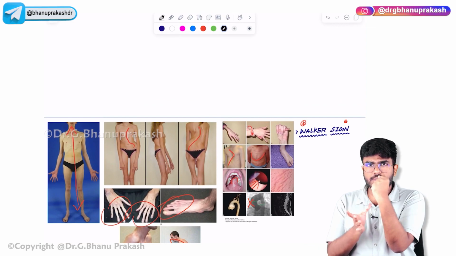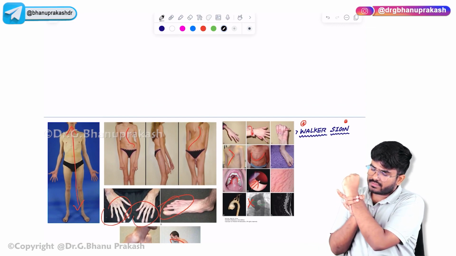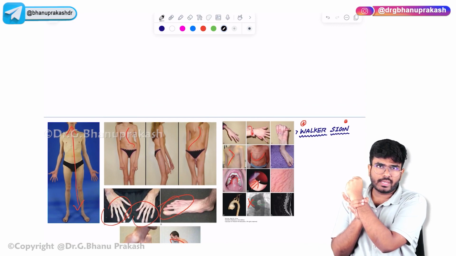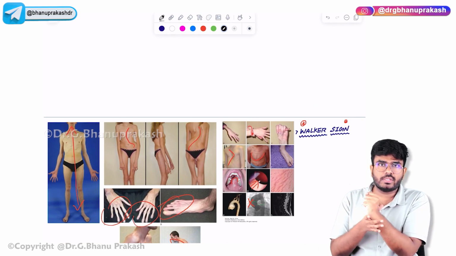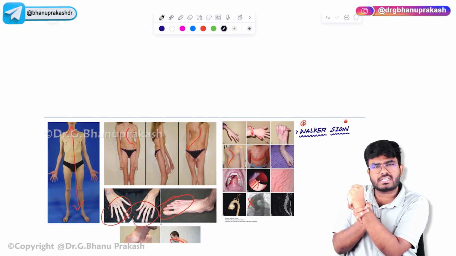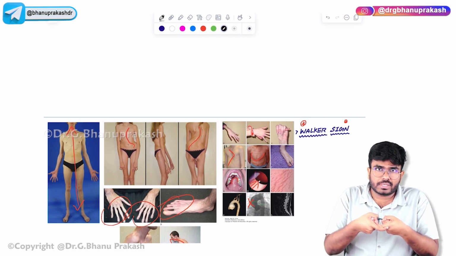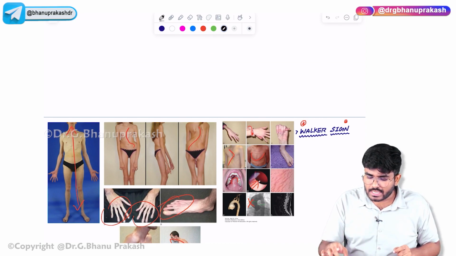See, when a normal person does like this, the thumb and these fingers are just touching. They are not superimposing. Usually they will touch, they will approach each other. But in these patients, they are going to overlap. There's going to be overlapping. That's called Walker sign.